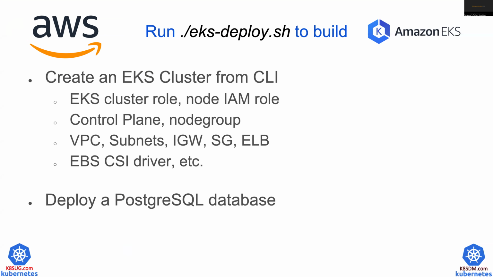So we will use the command line tool eksctl to create an EKS cluster role, create a node IAM role, create a cluster control plane, and then manage the node groups. As part of the creation, we also create a separate VPC, the subnets, internet gateway, security groups, elastic load balancer, and we also enable the EBS CSI driver, which is required if you're running a stateful application. So in this case, as part of my automation, I also deploy a sample PostgreSQL database, which is pretty popular nowadays.